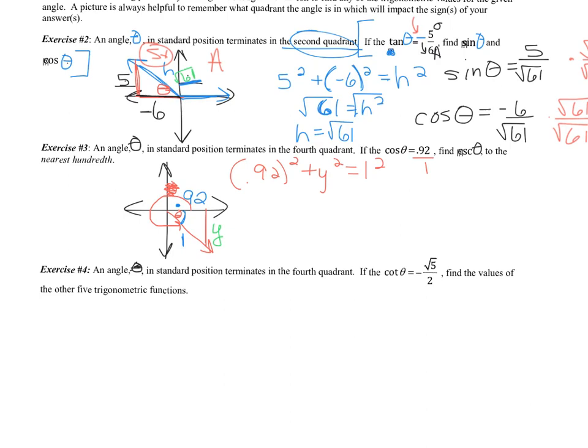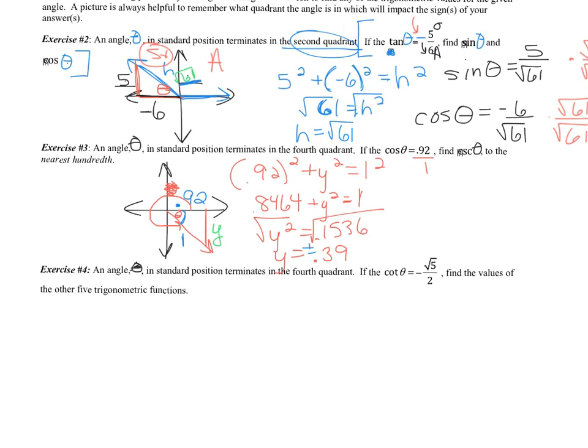And working through that, that's 0.8464 plus y squared equals 1. And then we'll subtract the 0.8464, giving me 0.1536, square root. And I should be getting about 0.39, but in my calculator, I'm keeping that whole decimal. Now, remember, when we take a square root, this is really plus or minus 0.39. Before, it didn't make any sense to have a negative, so we kind of ignored it.